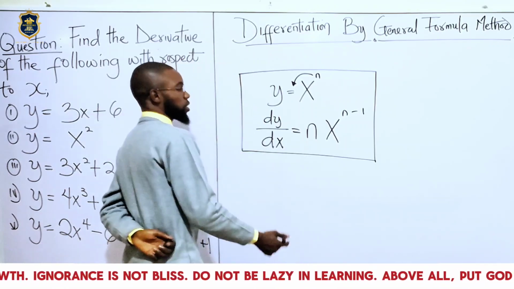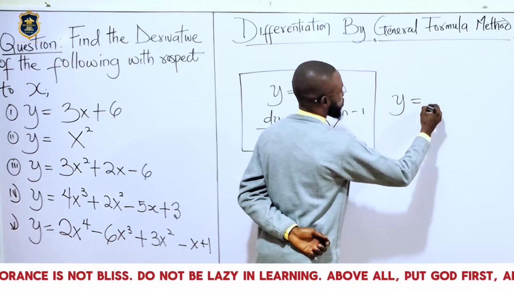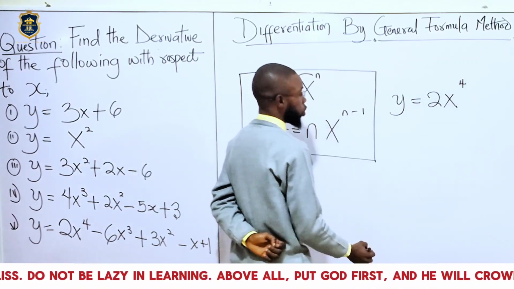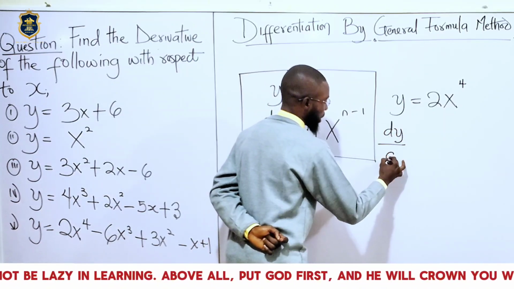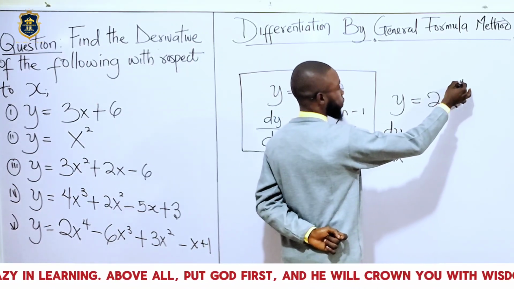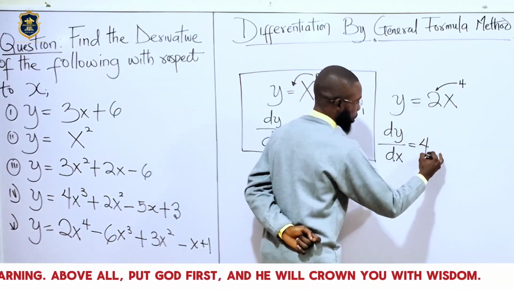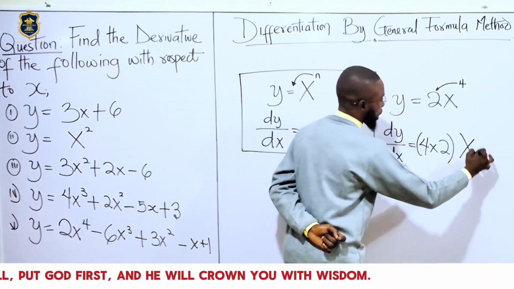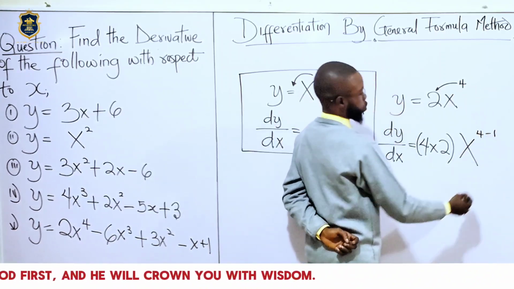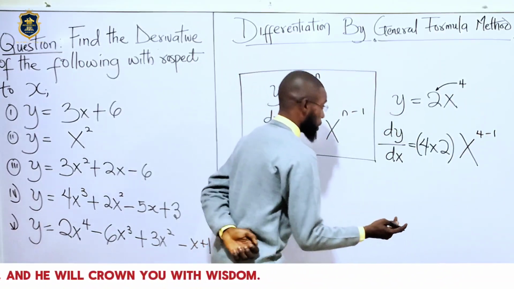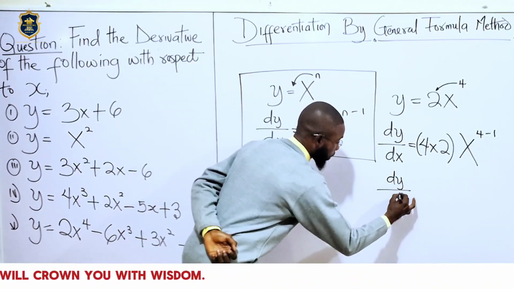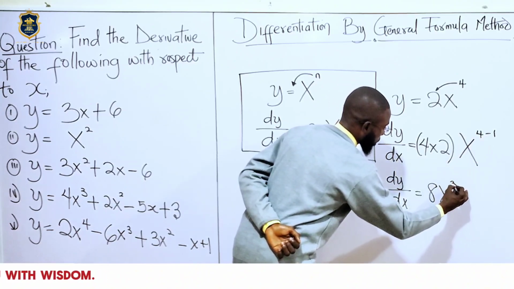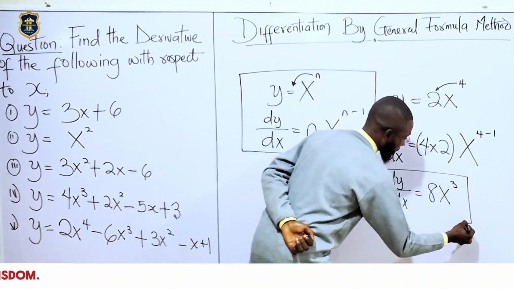So for instance, if y is equal to 2x raised to the power of 4, what would dy dx be? Dy over dx, our derivative, becomes what? This 4 will multiply this 2, that will be 4 times 2. Our x will remain x, and we'll subtract 1 from 4, so 4 minus 1. That's just all. So we'll have our dy over dx as 4 times 2 being 8x raised to power 3. That's a derivative.